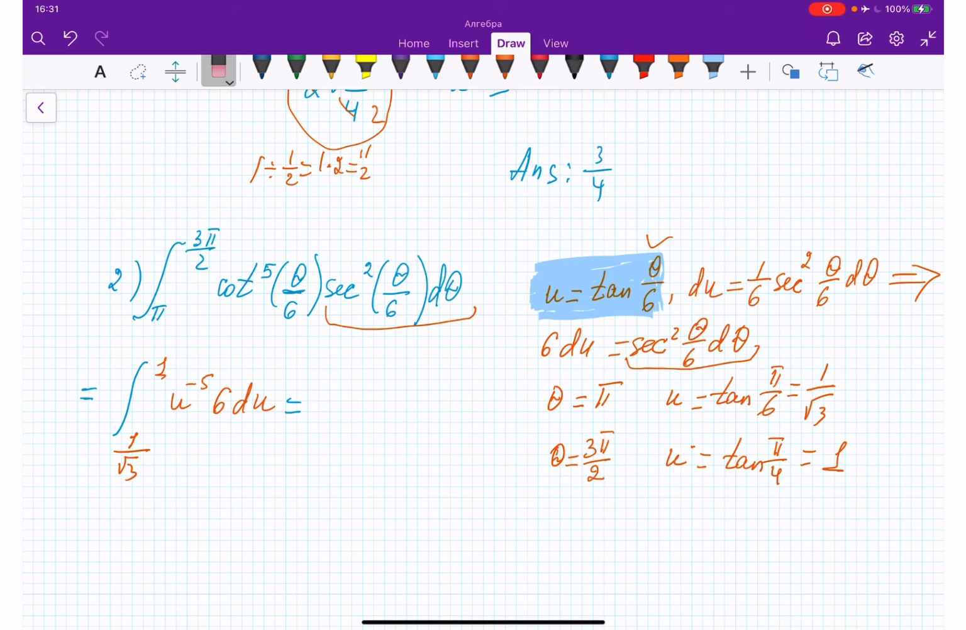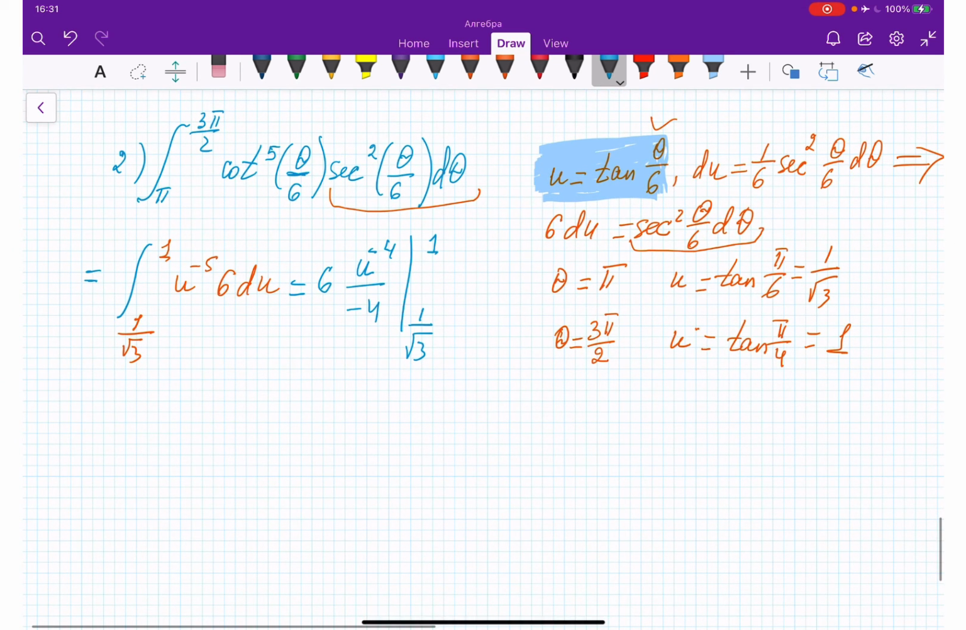Well, we can take the integral already. And this is going to be 6 coming out, right? And we have u to power -4 over -4, correct? Based on the rule of integration. Limit is going to be 1 over square root of 3 and 1. And this is going to be equal -3 over 2u to power 4. So -4, u to -4, I brought it down.